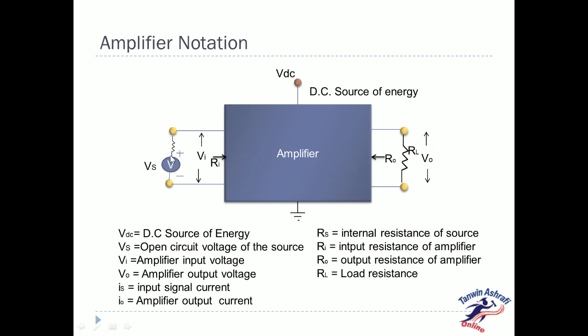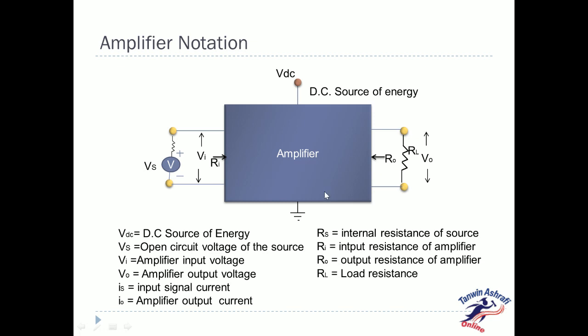IS is the input source current. Iout is the output current of the amplifier. RS is the resistance of the source. It may be the internal resistance of the source, but it is there as a resistance of the source. RI is the actual amplifier resistance. That means when you disconnect the source and attach a DMM between the input terminals, you will find the input resistance of the amplifier, which is different from the resistance of the source. It is the input resistance of the amplifier block, RI.